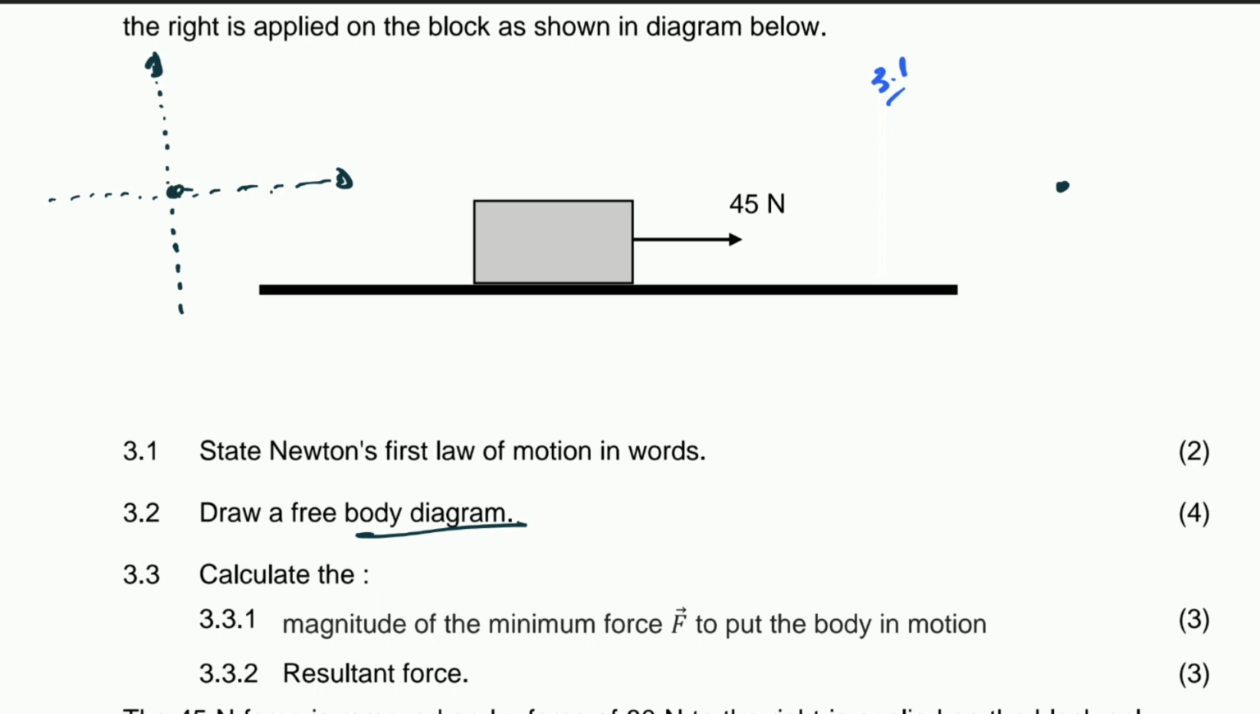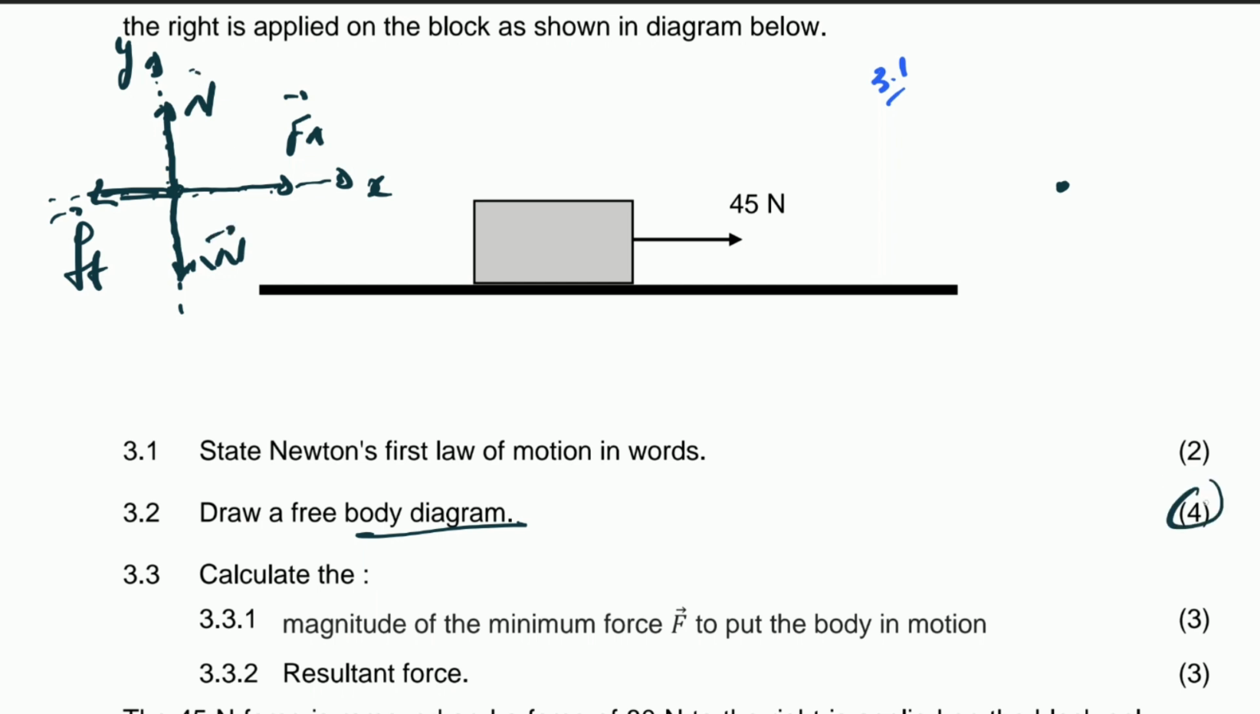So what forces are acting on this object? We have here the applied force. This is the x-axis and this is the y-axis. There is normal force, there is weight, and there is frictional force. So those are the 4 forces acting. If you notice, the question is also 4 marks, so it's 1 mark per force. That is the 4 mark one.